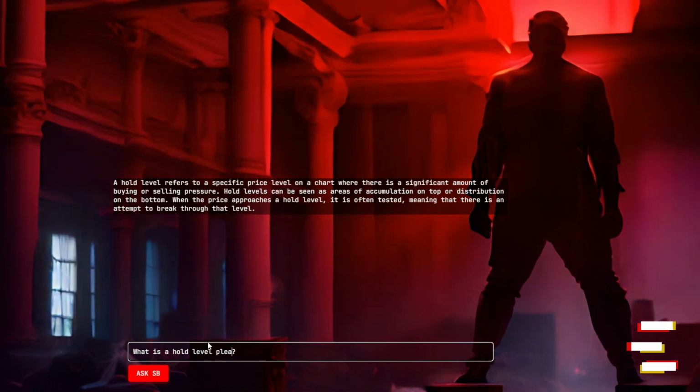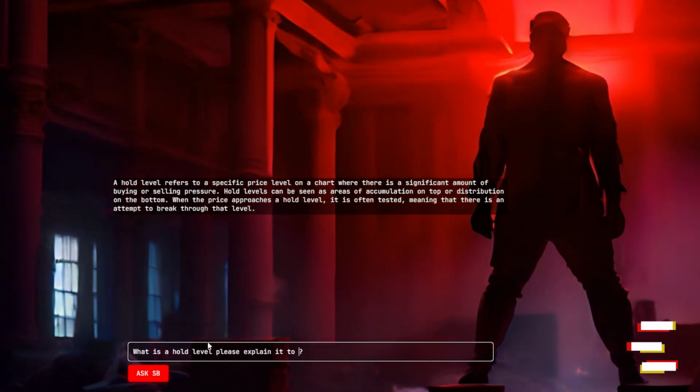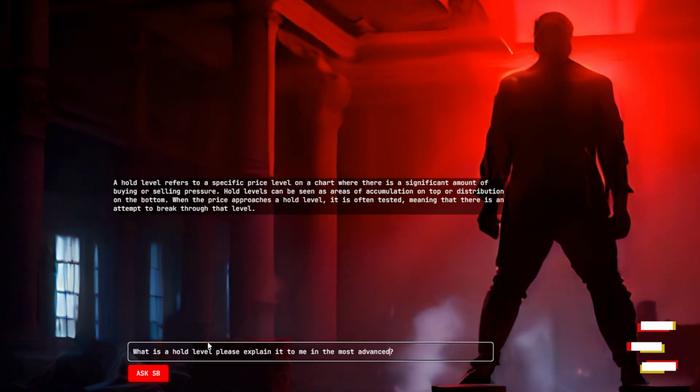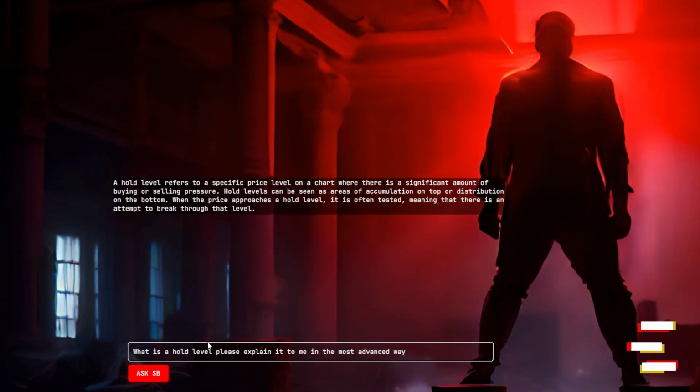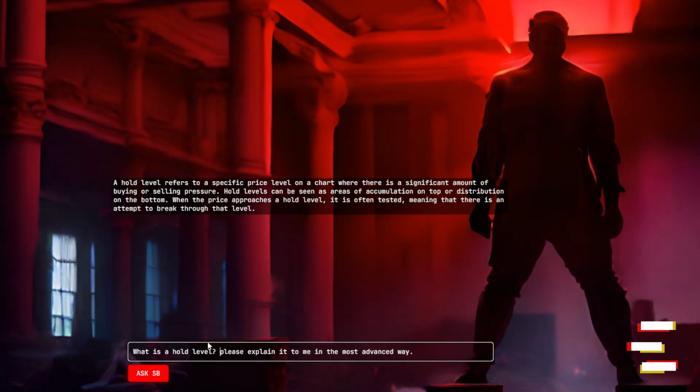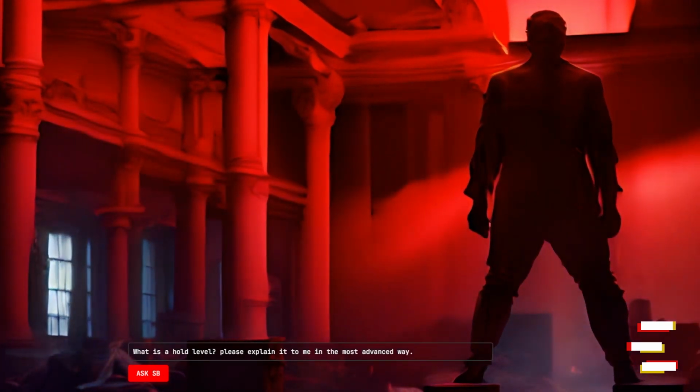What if we said, what is a hold level? Please explain it to me in the most advanced way. Let's put a period here, make sure. What is a hold level? Please explain it to me in the most advanced way. Let's see what it tells us.